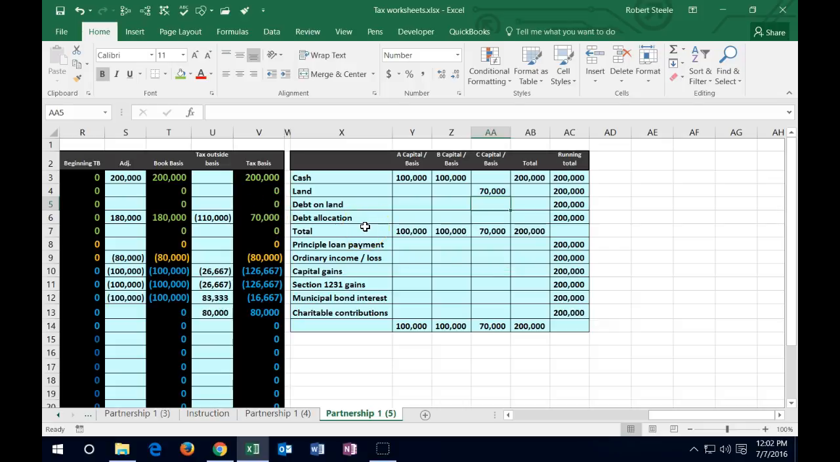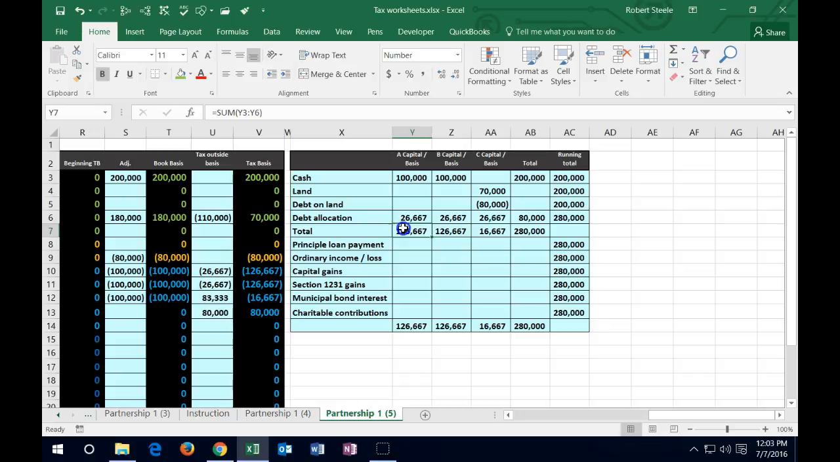And then we have the debt. So the debt on the land was 80,000. So C's capital, 80,000 is going to be reduced. And then we have the debt allocation of the 80,000. So 80,000 to the three partners who are now assuming it. So this is going to be the 80 divided by 3. And C is going to get that back now.